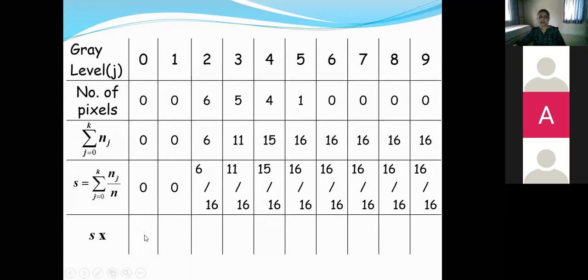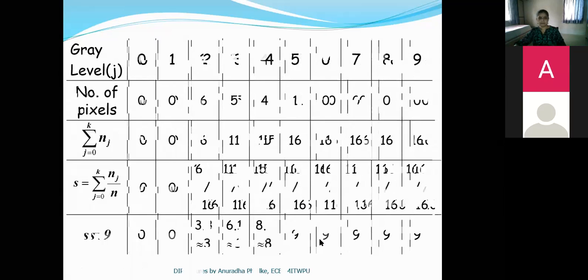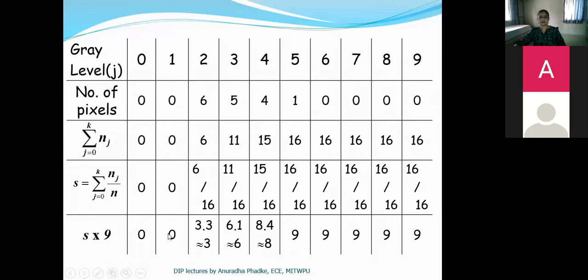So 0 into 9, the first two values are of course 0. Next is 6 by 16 into 9. Then at the third column, you will get 11 by 16 into 9. Okay, your first answer is correct, Pranav. Okay, and from 5 to 9, 16 by 16 is 1. 1 multiplied by 9, you will get 9 here. Okay. So these are the results after the last step.